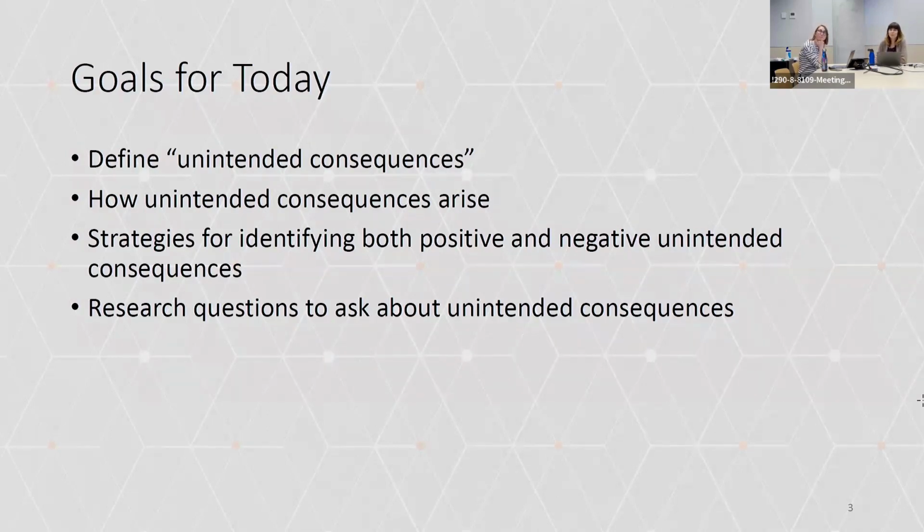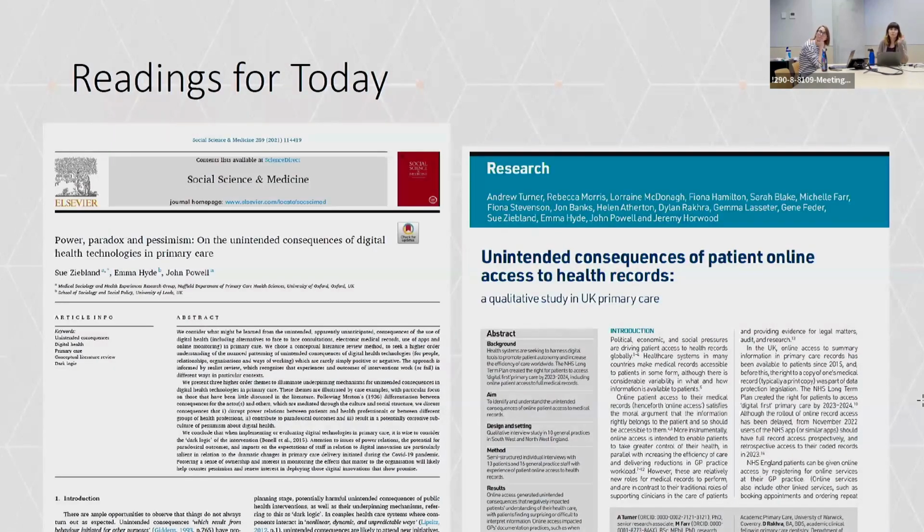The format today, I'm going to go through this paper on the left. Would that be the left? Yeah. Power, Paradox, and Pessimism on the Unintended Consequences of Digital Health Technologies in Primary Care. This is a great article. I'm going to summarize the article in this first section, but I recommend reading it. It is available through UniMelb Library. I think it's actually open access too. And then we're going to walk through the other paper, Unintended Consequences of Patient Online Access to Health Records. We're going to use that as kind of a case study.